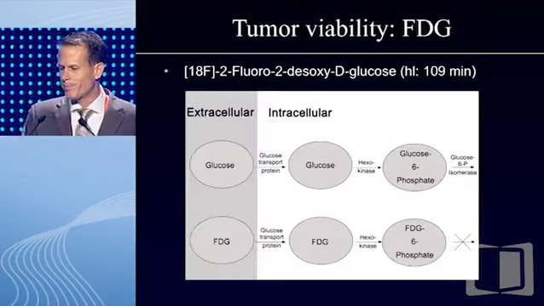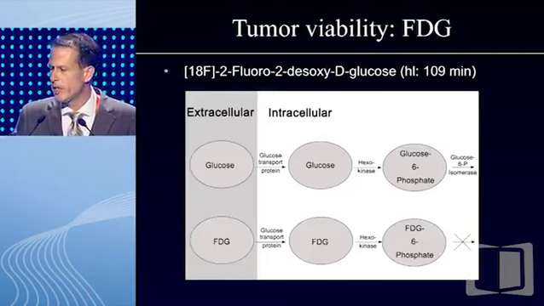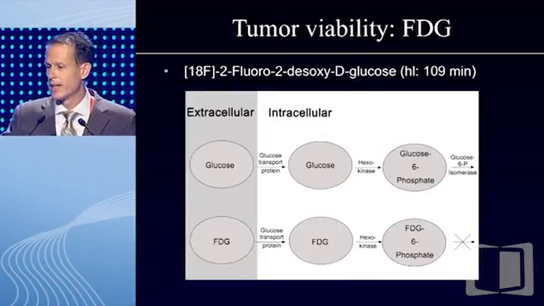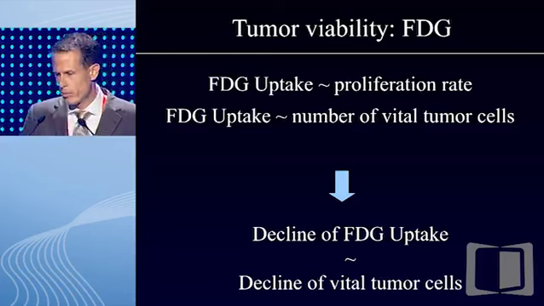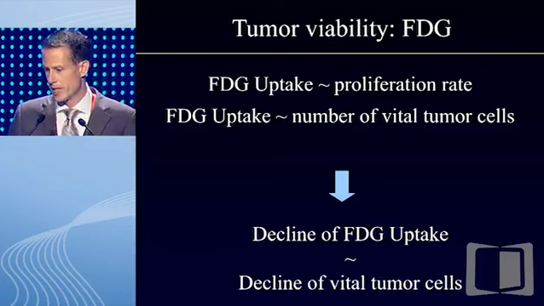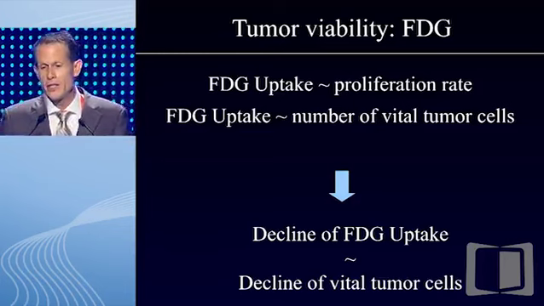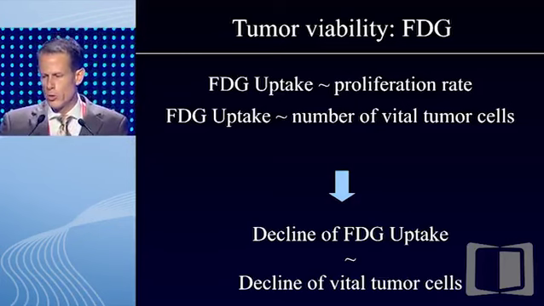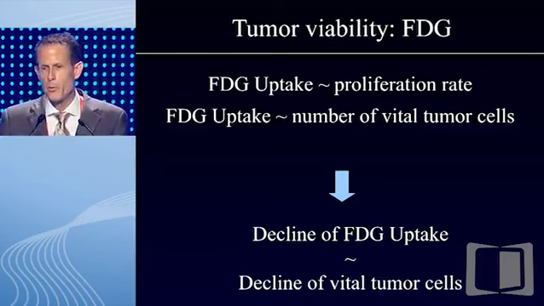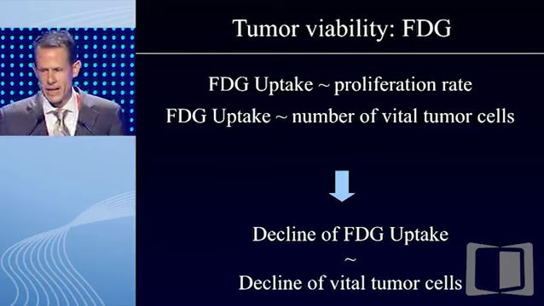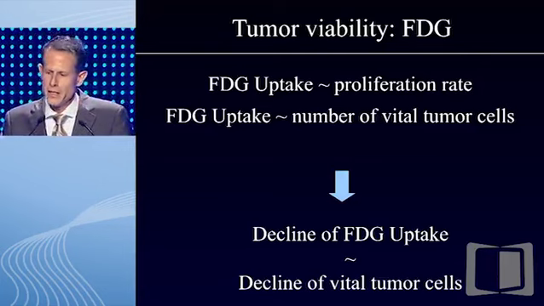And we know that, for instance, if we use certain PET tracers like FDG, they are stuck in the cell. And if the metabolism and the proliferation rate of a tissue is high, we have a very high FDG uptake. In conclusion, if your therapy works and there is a decline of FDG uptake, and we've heard about this two talks before, there's also a decline of vital tumor cells. So this is a very nice tool when we talk about functional imaging.